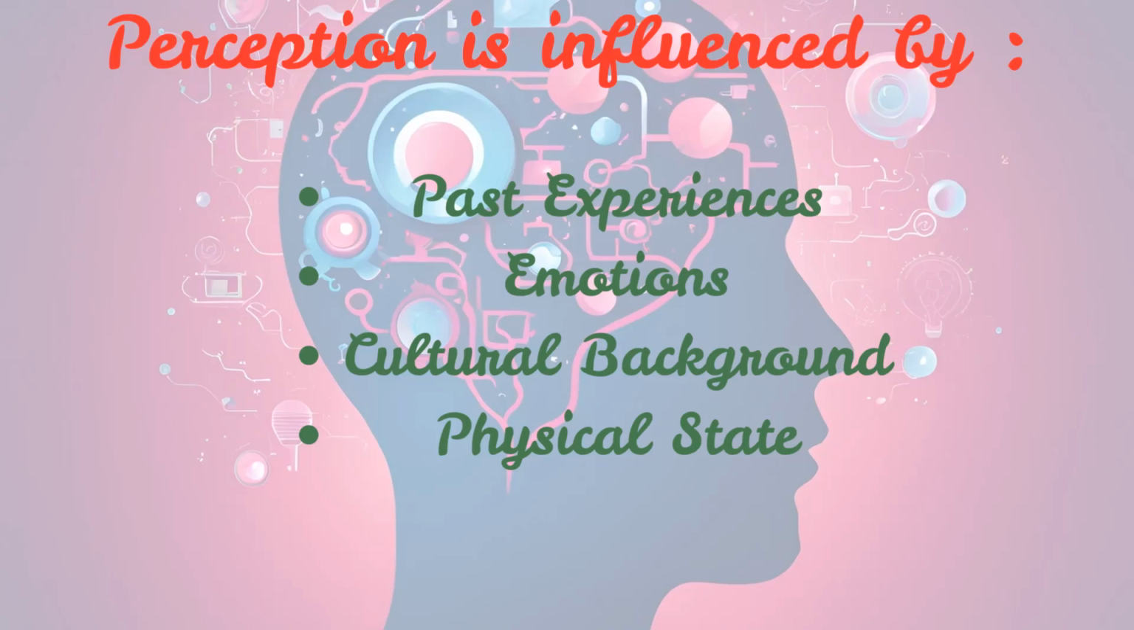You might be wondering if perception follows the same process for everyone. Why do people perceive things differently? It's because perception is influenced by many factors. It may depend on past experiences. A person who has had a bad experience with dogs might perceive all dogs as dangerous.